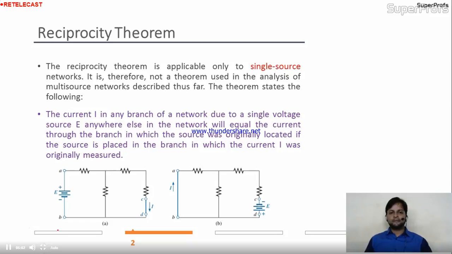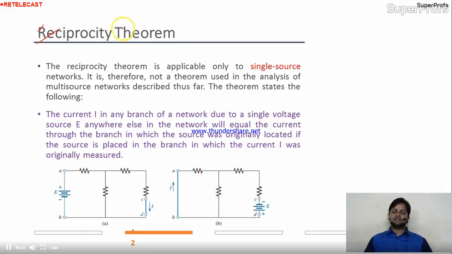Okay. Come to the reciprocity theorem. What does the reciprocity theorem say? The reciprocity theorem is applicable only to single source networks. Please try to understand. We can apply the reciprocity theorem in single source circuits only, if the circuit contains a single independent source, current source or voltage source, whatever it is, then only we can apply the reciprocity theorem.